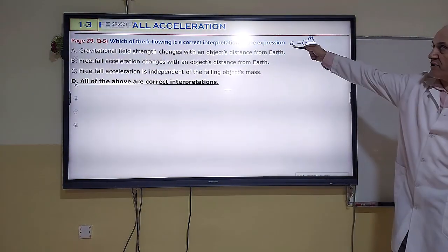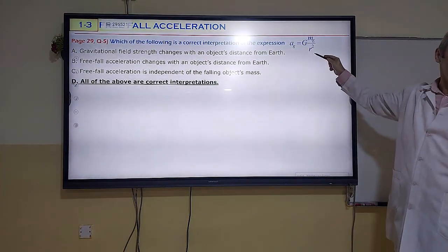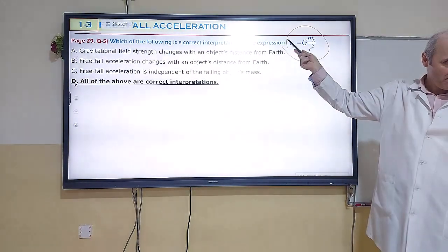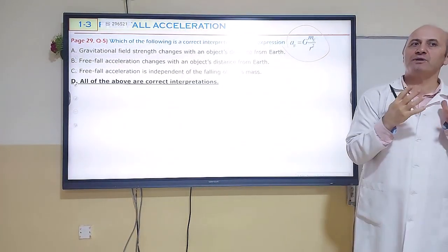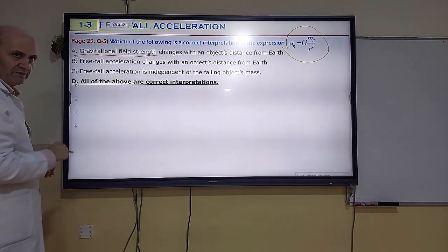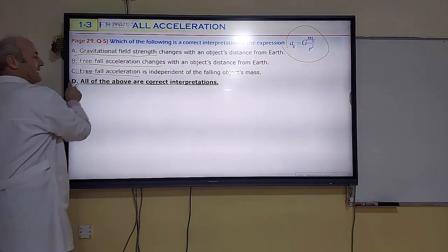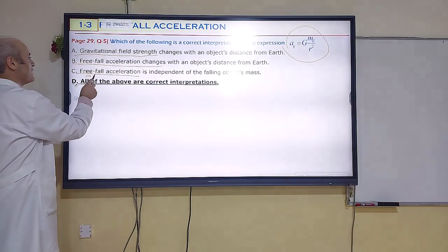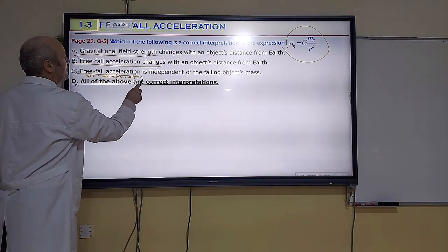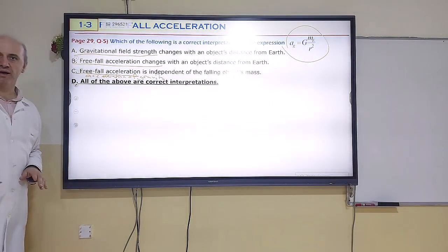Which of the following is a correct interpretation for g equals capital G mass of Earth divided by radius of the Earth squared? In fact, this is the free fall acceleration equation. But this free fall acceleration can be expressed in three different ways. One of them is gravitational field strength. Another one is free fall acceleration. The third one is acceleration of gravity. All are equal. In fact, these three are talking about the same thing.